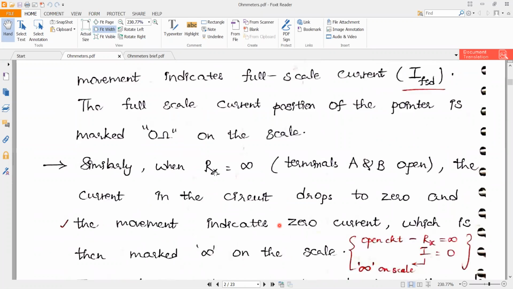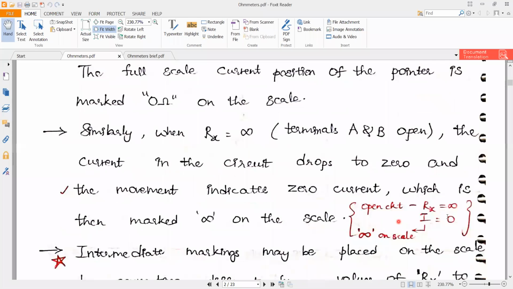Similarly, when Rx is equal to infinity, we have considered two cases earlier. When Rx is equal to infinity, that means terminals A and B are open circuited. The current in the circuit drops to 0, and the movement indicates 0 current, which is then marked infinity on the scale. That means when open circuited, Rx becomes maximum and the flow of current is 0. This maximum resistance is indicated on the scale.